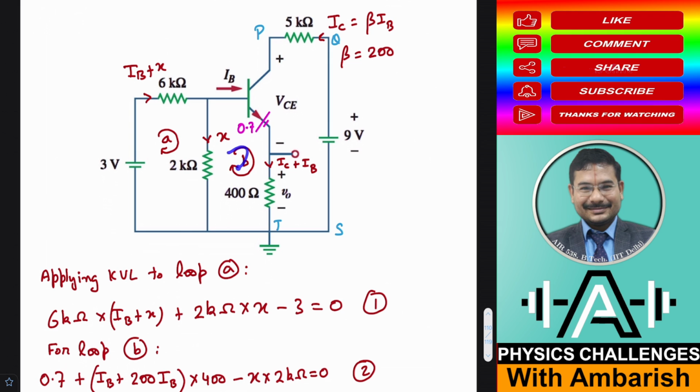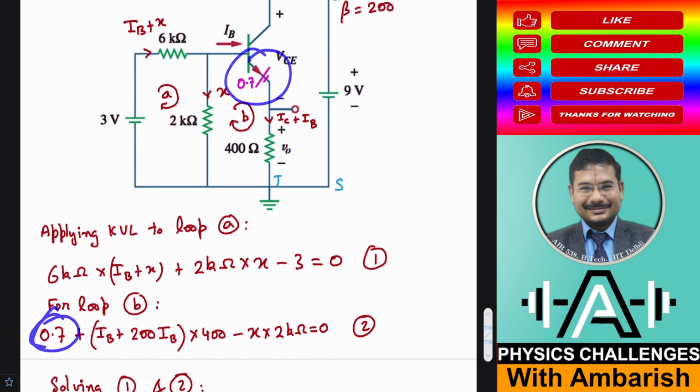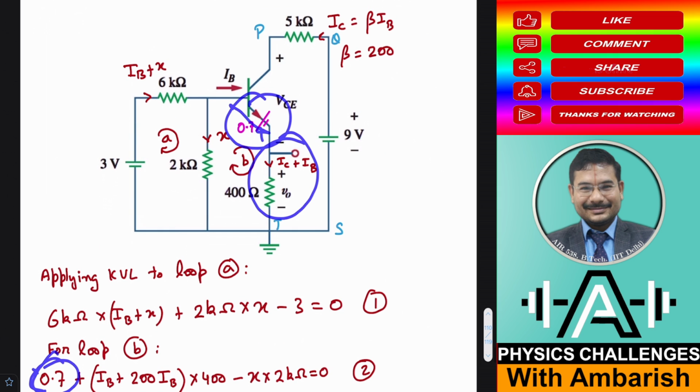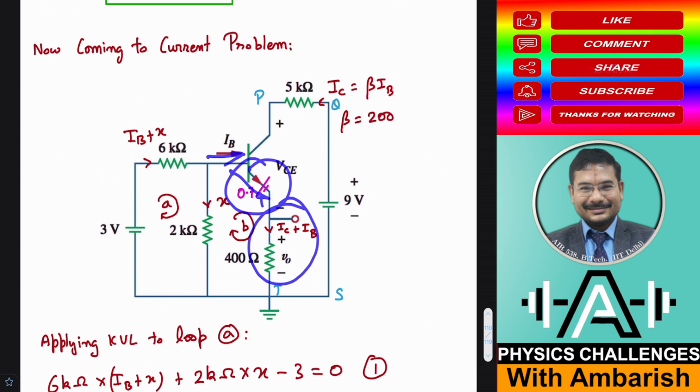Now for loop B, if you see, you go from here IB and you cross this reverse battery, that is 0.7 volts. So that's what I've written, 0.7 volts over here. And once you cross this battery, then here again the current must be IC plus IB. See, IB is coming from here and IC is coming from here. So the emitter current is nothing but the summation of these two currents by the junction law. Whatever current is entering the transistor, the same current is leaving the transistor through the emitter.